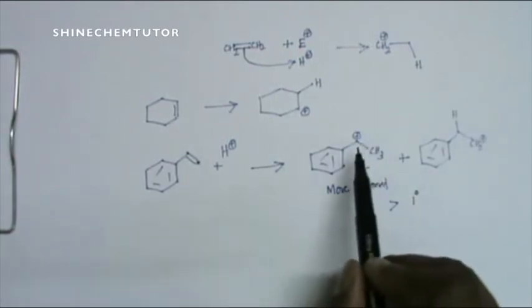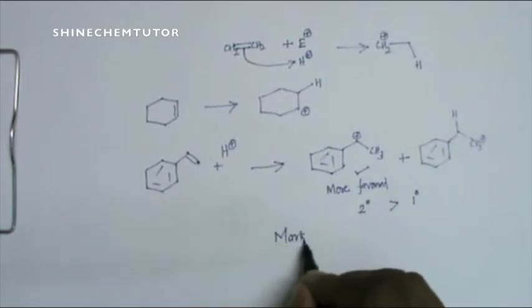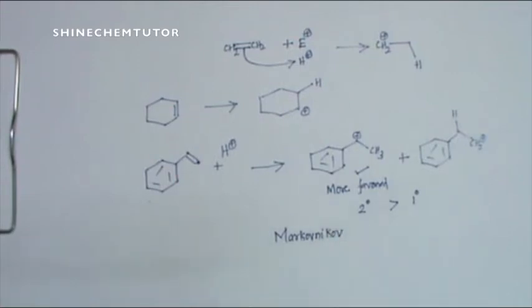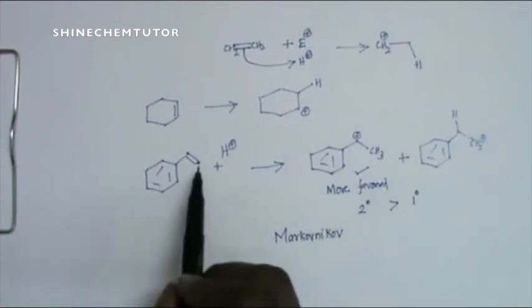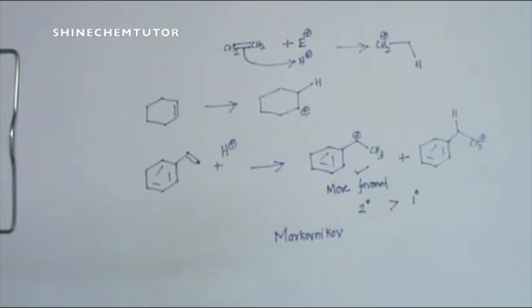Further, this will be attacked by a nucleophile. This is given by the Markovnikov rule. As a rule, H plus is added to the carbon with less number of substituents, and the negative part is added to the carbon with more number of substituents. That is the Markovnikov rule. Instead of memorizing, try to understand, try to find out the intermediate that will be formed in the alkene addition. Now let us go for a diene like this.